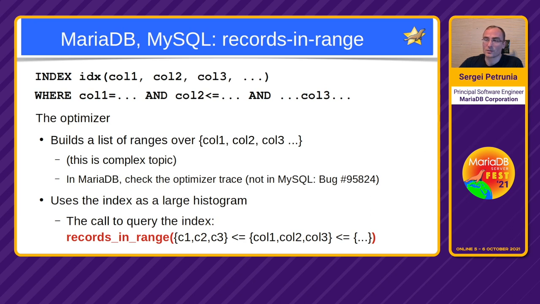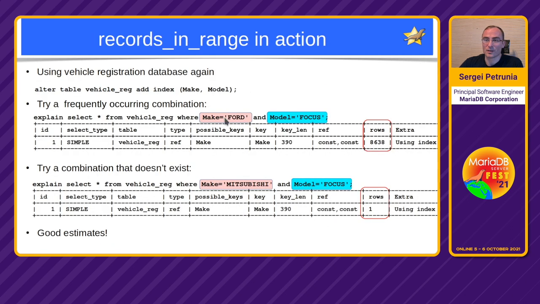If you want to see this in action, let's use the vehicle registration database again. Let's create an index on car's vehicle make, followed by vehicle model. Then try getting an estimate on a frequently occurring combination, Ford Focus, and we get an estimate that is the same order of magnitude, within 2x of the actual amount.